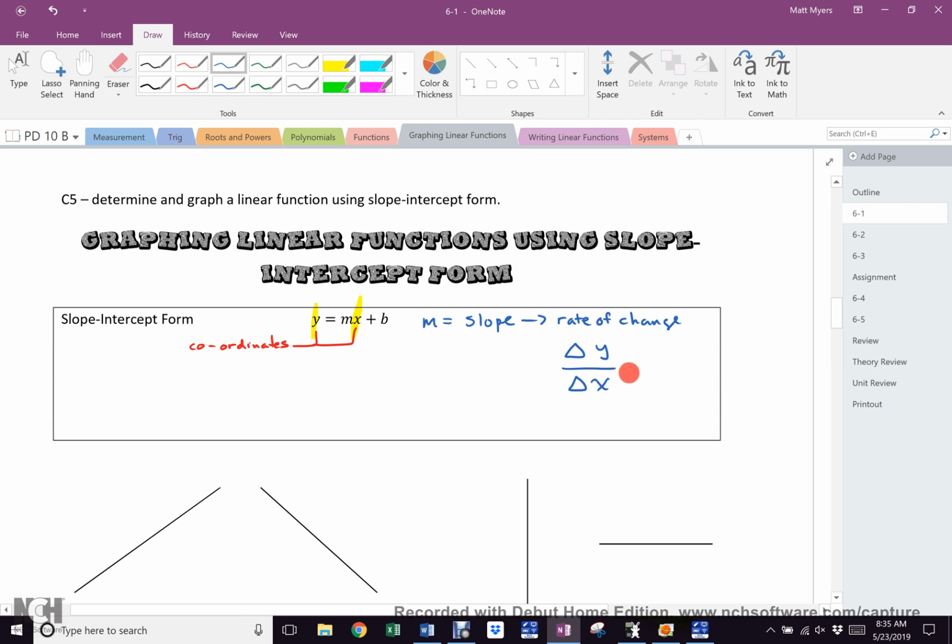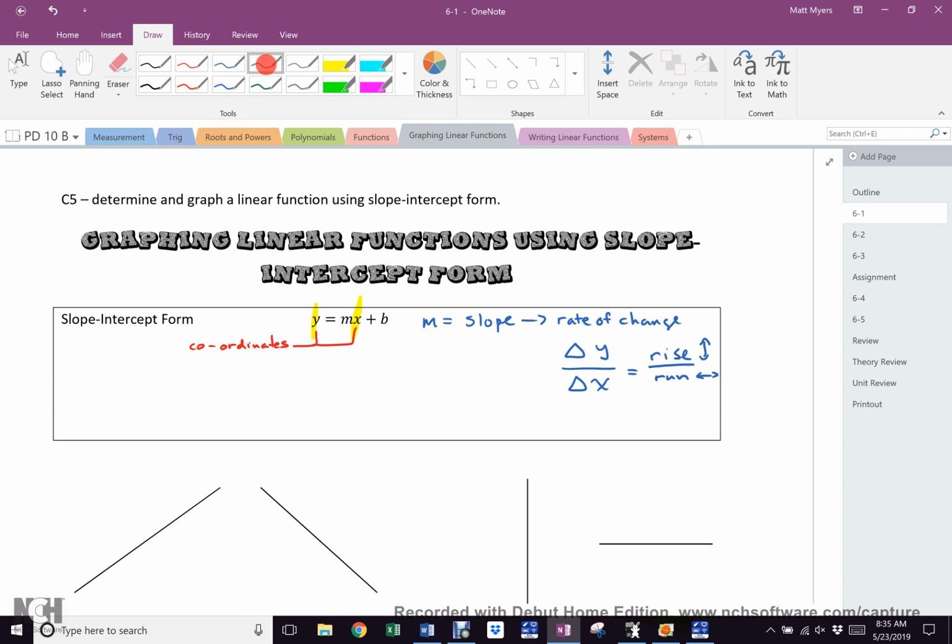Now on a graph, how do we graph y's? Vertically or horizontally? Vertically. So it is the rise divided by the run. Rise being up and down, and run being left to right. Everybody cool? All right, that's what M is.